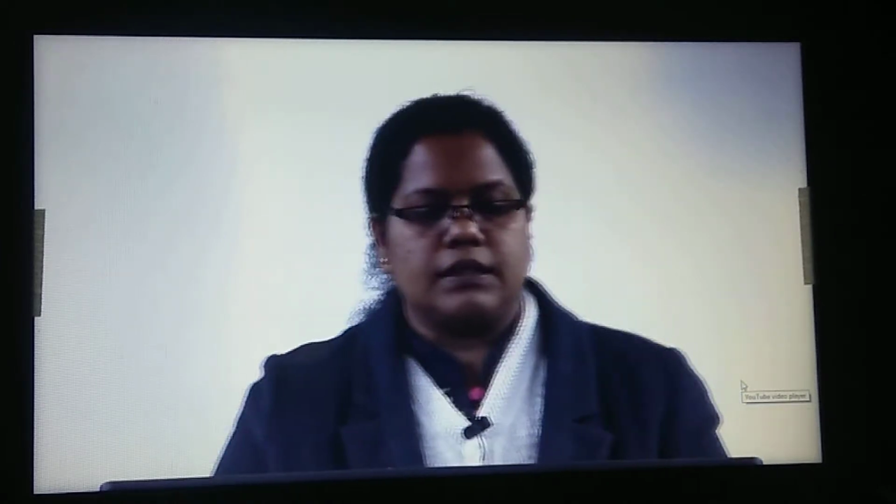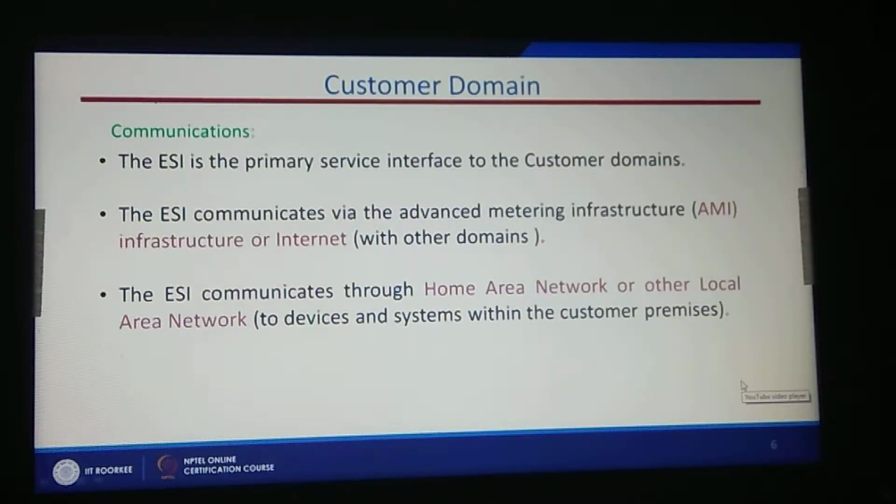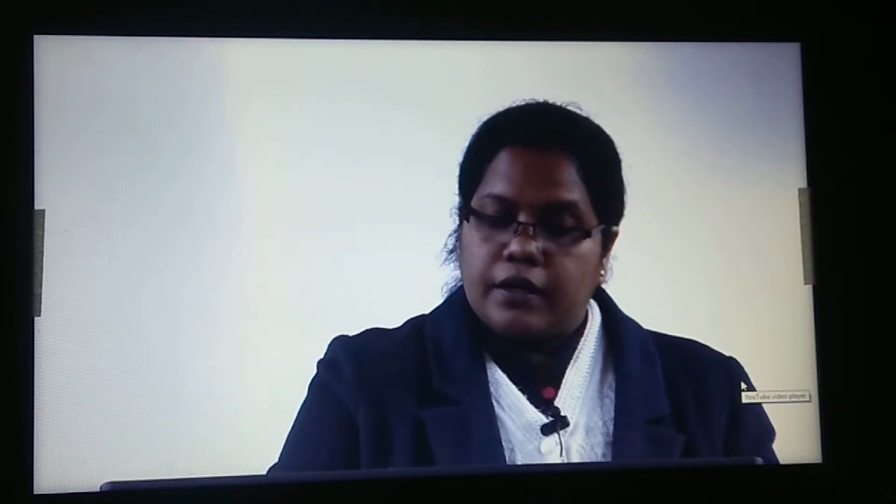Now, as I mentioned two slides before, this ESI is the primary service interface to the customer domain. As far as the communication is concerned, for this ESI, this is very important. I just want to mention here, this ESI communicates with the advanced metering infrastructure. This is very important, and this advanced metering infrastructure is a very essential part of the smart grid system. And this is basically interconnected to the ESI. How? Through the internet.